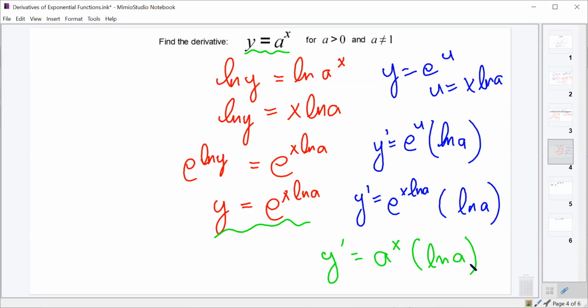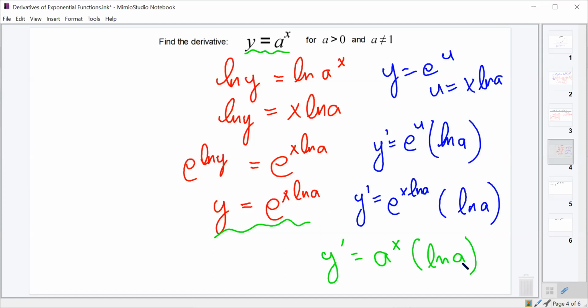And that actually works for e to the x too, because if we plugged in a equals e, then for e to the x, the derivative should be e to the x times the natural log of e. And what's the natural log of e? Natural log of e is just 1, exactly. So that would tell us that we'd have e to the x times 1 or just e to the x. So it works for that too.